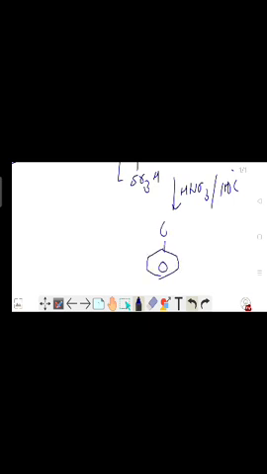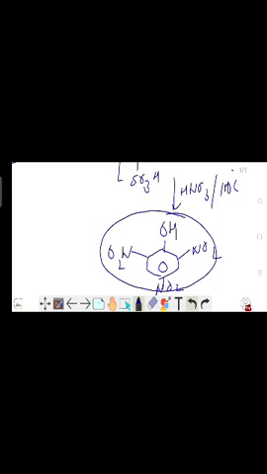It produces 2,4,6-trinitrophenol. That is the reaction. And this 2,4,6-trinitrophenol is also known as picric acid. Next reaction is sulfonation of phenol.